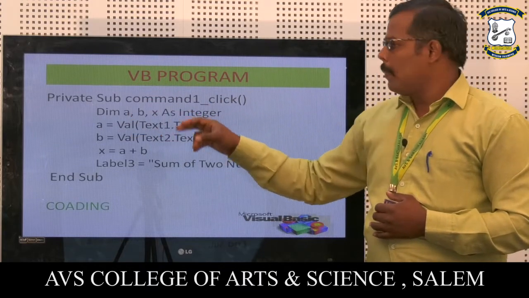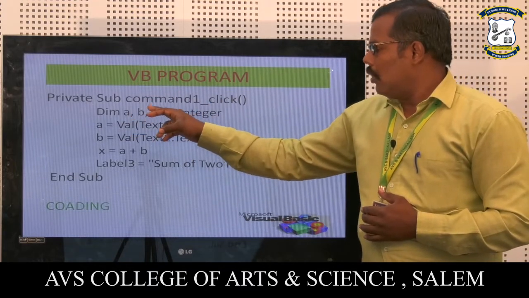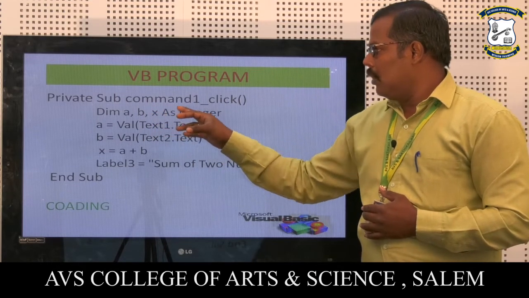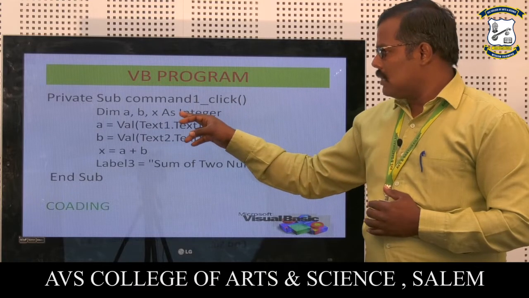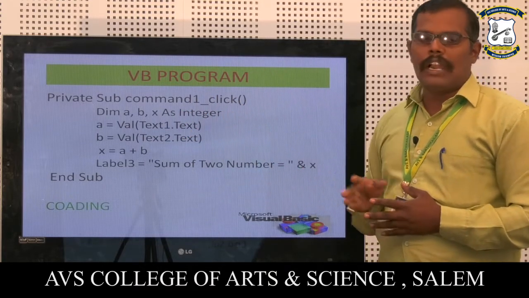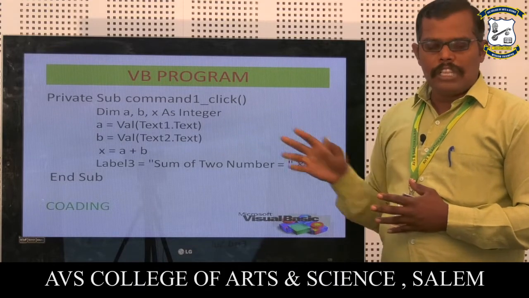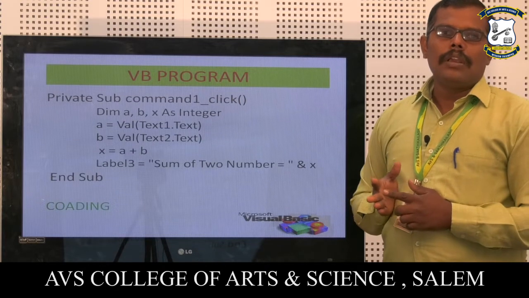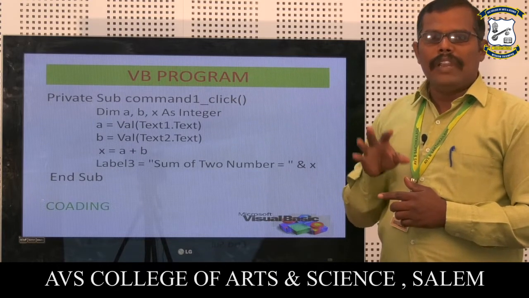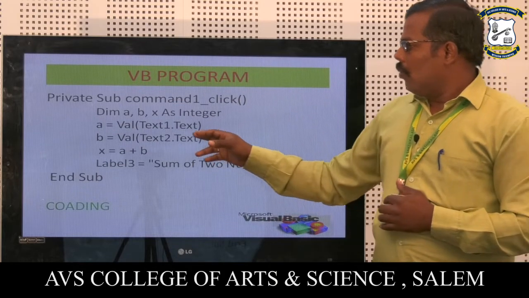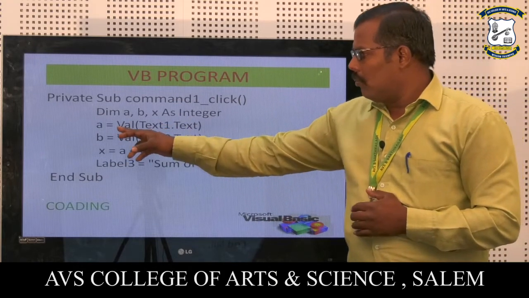Dim is a keyword, followed by the variable names a, b, x, and As is a keyword followed by Integer. Integer is a data type. So in this program we use three variables a, b, and x. We declare these variables as integer. Now what value is this variable going to have?